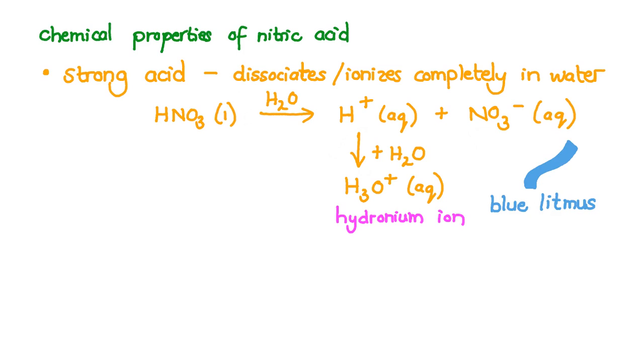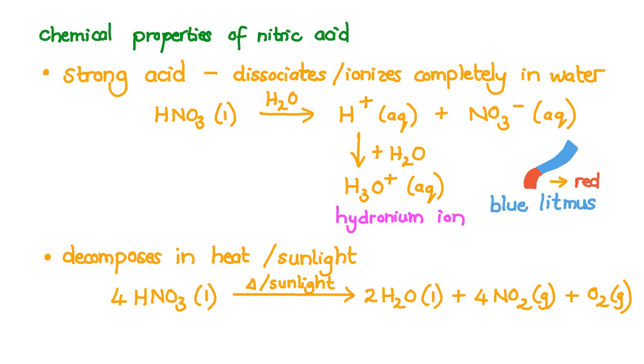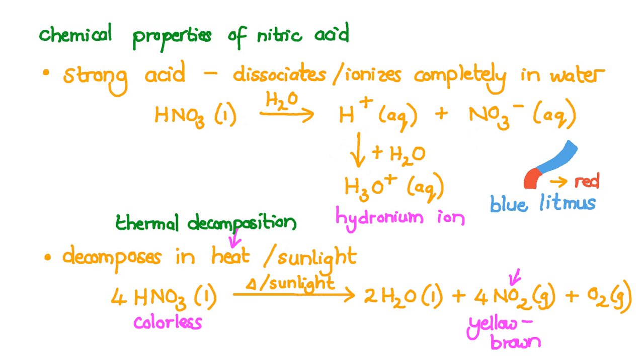The hydronium ions cause blue litmus paper to turn red, confirming that this is indeed an acid. We've also seen that nitric acid decomposes in the presence of heat or sunlight. We saw this equation earlier, and we learned that this decomposition transforms colorless liquid nitric acid into a yellow-brown color because of the presence of nitrogen dioxide gas. When this decomposition occurs as the result of heat, we call it a thermal decomposition.